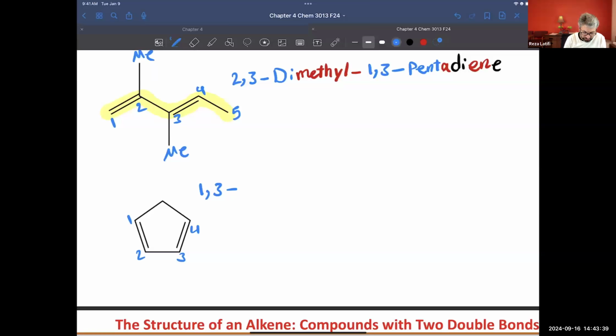This compound is made of 5 carbons, so it's cyclic, and you will say cyclo. Then you say penta. So you add this A at the end, penta, and then you say diene. So it will be 1,3-cyclopentadiene, and that's going to be the correct name for it.